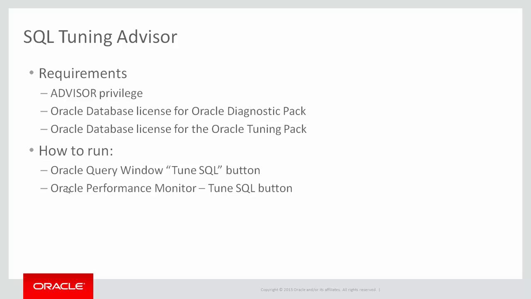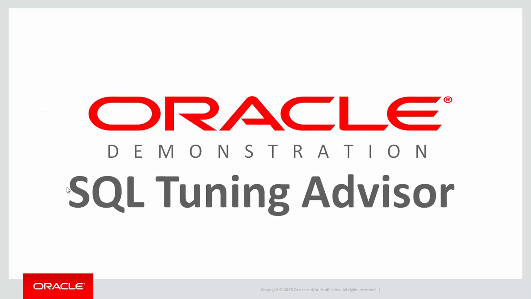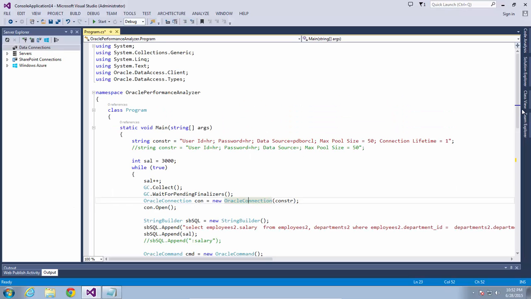So the SQL Tuning Advisor has a few requirements. First of all, you do need to have the advisor privilege. You also need to have the Oracle database license for the Oracle Diagnostic Pack and the Oracle Tuning Pack. You run it by going into the query window and pressing the Tune SQL button. Or if you're using Oracle Performance Monitor, you press the Tune SQL button there. So let's switch over to Visual Studio and do a demo of SQL Tuning Advisor.